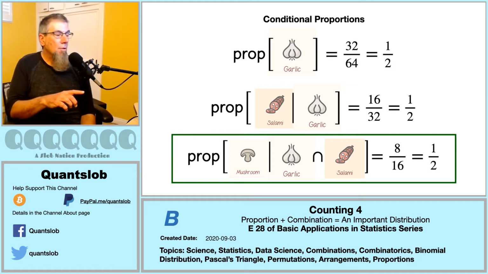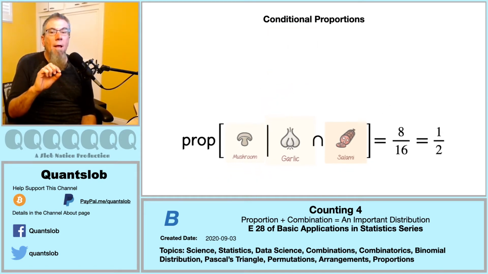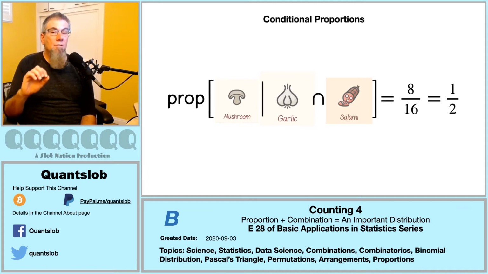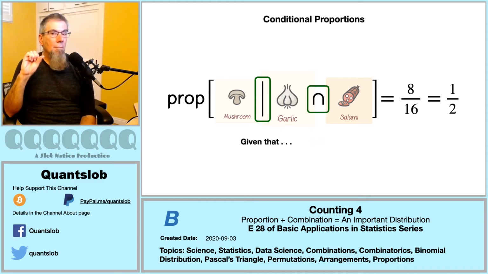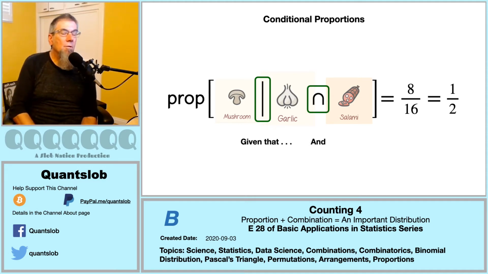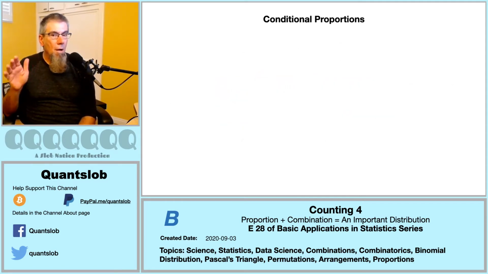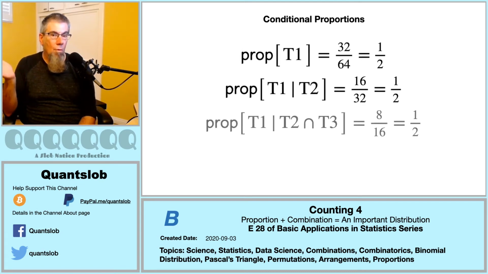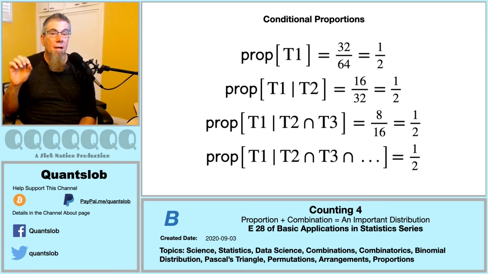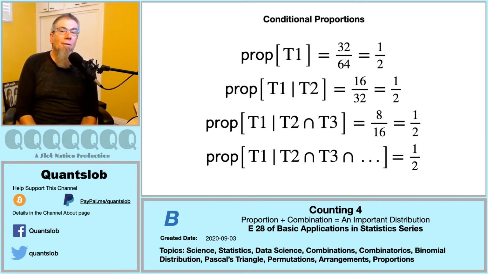Just to clarify the symbology here, this statement could be read as the proportion of objects, in our case pizzas, that have mushroom, given that they have garlic and salami, is 1/2. Another way to say this conversationally might be something like, of all the pizzas that contain garlic and salami, 1/2 also contain mushroom. Now, if we subset our pizzas based on the presence of any, none, 1, 2, 3, 4, or 5 toppings, and ask what proportion of these contain one of the other toppings, the answer is always going to be 1/2.